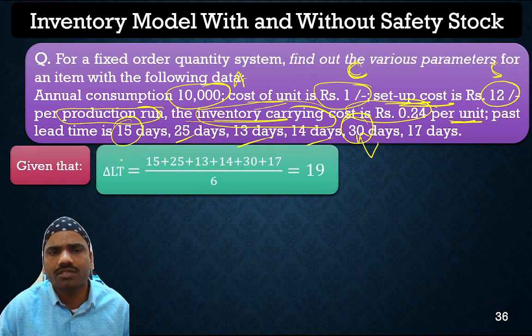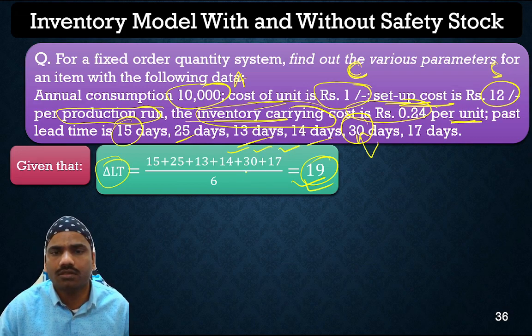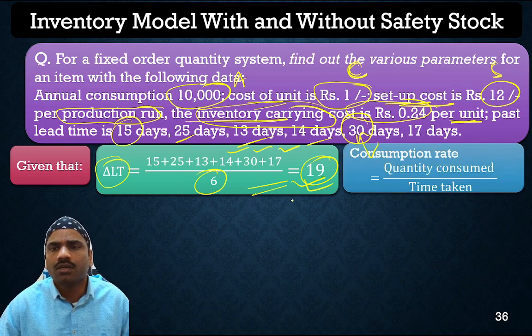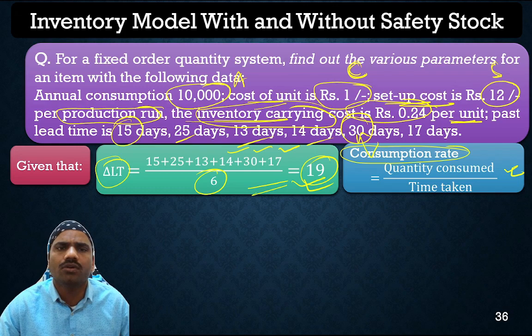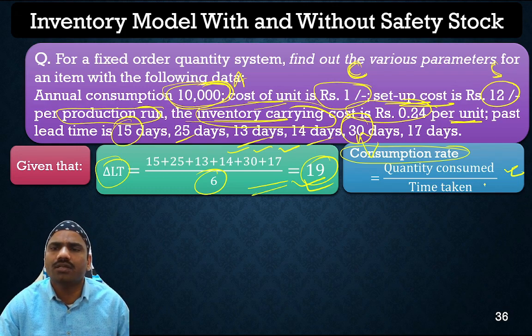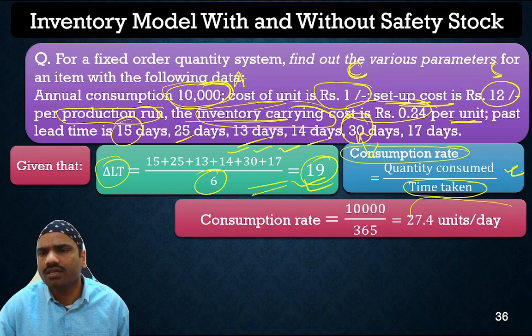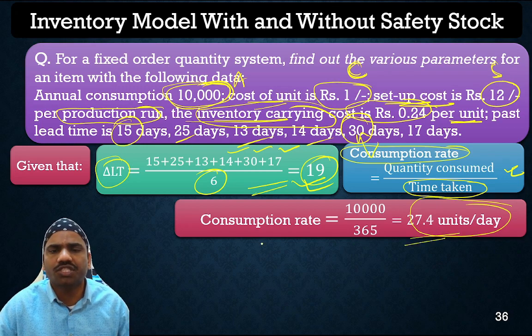First we find the average lead time, and that will be 19 days. We add the lead time values and divide by 6 because we have 6 numbers. Next we will find the consumption rate: quantity consumed over time taken. 10,000 units consumed, and the time taken is 365 days for 1 year. So the consumption rate is 27.4 units per day.